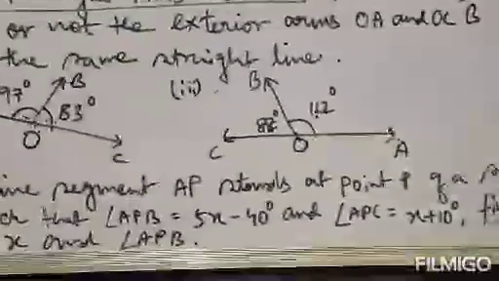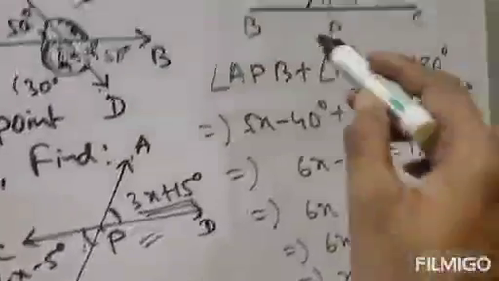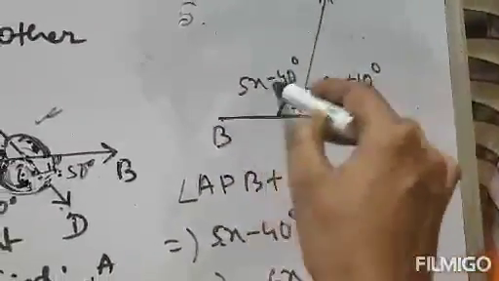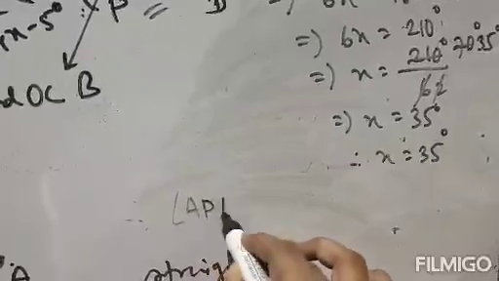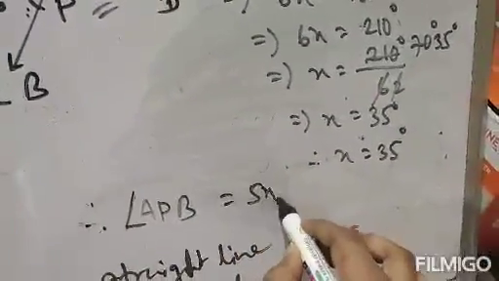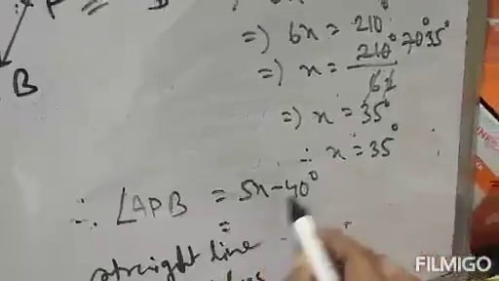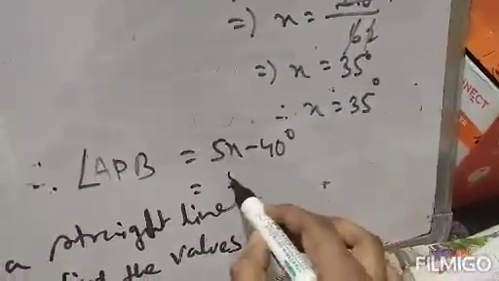Now the second question is, we have to find the angle APB. So angle APB is 5x minus 40 degree. Therefore we can write angle APB. The value of APB is given already. The value of angle APB is 5x minus 40 degree. Now we have x as 35 degree. So just put 35 degree in place of x.